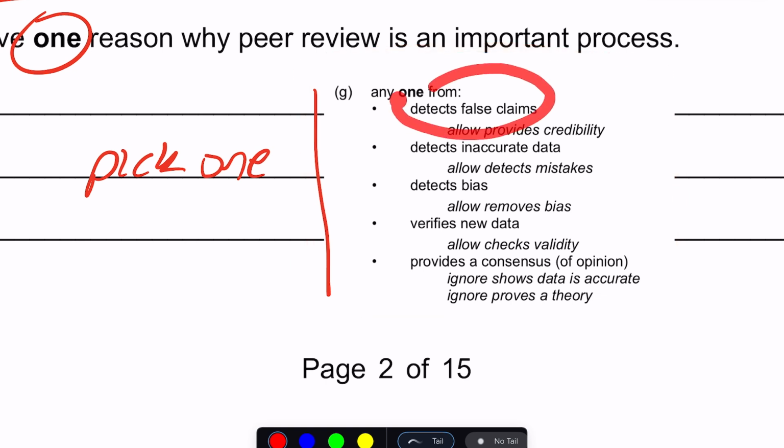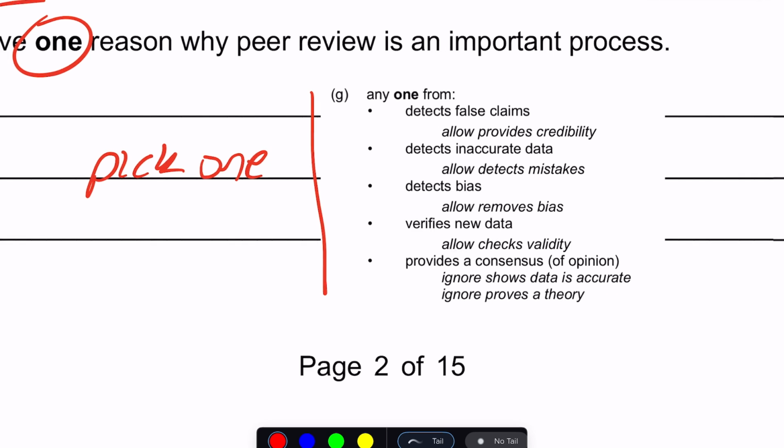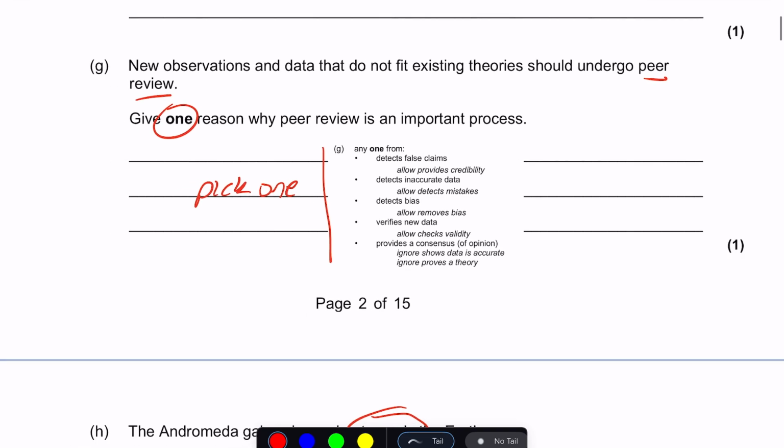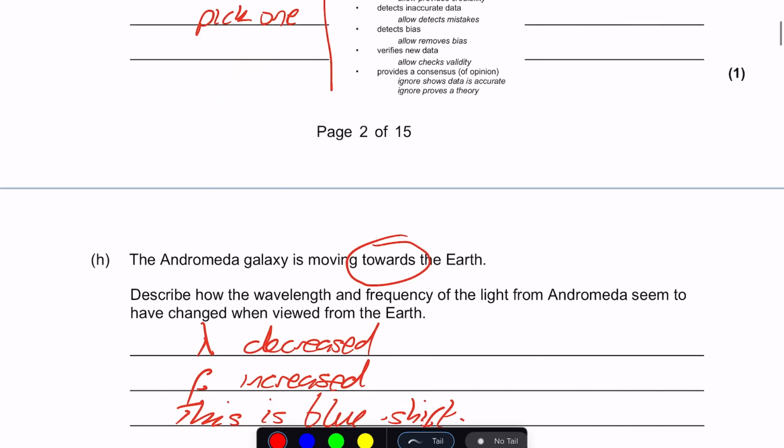It can detect any false claims. Okay, it can detect any inaccurate data. It can detect any bias. It can verify the new data. So check your validity. And it can provide a consensus. Yeah, we all agree this is good science. Let's change the theory because this new evidence is actually explained in a better way.